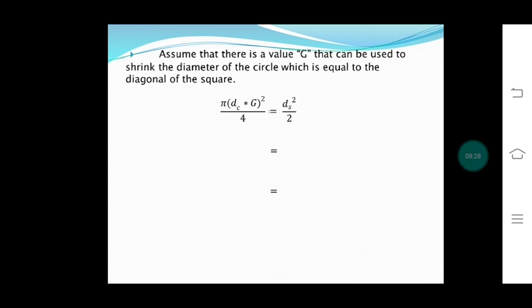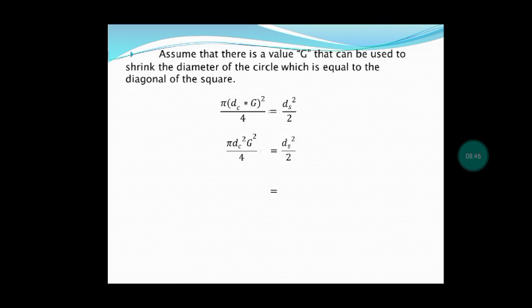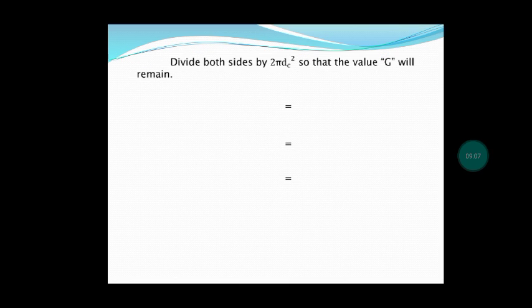Then copy lang sa formula sa area of the square. So, sunod atong i-distribute ang 2 sa d and g. So, ang itsura is pi d squared g squared over 4, and then copy lang sa pikas, d squared over 2. And then, atong i-cross multiply. So, pi d squared g squared times 2 is equal to 2 pi d squared g squared. And then, 4 times d squared equal to 4d squared. So, divide both sides by 2 pi d squared so that the value of g will remain.